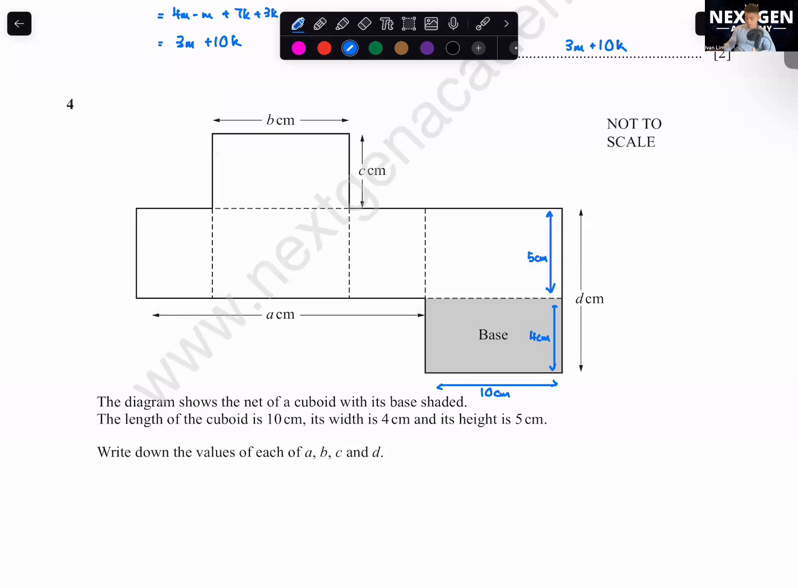Got it? Length, width, and height. Be careful when you calculate this. Okay, first one, we want to find what A is. How can we find A here?